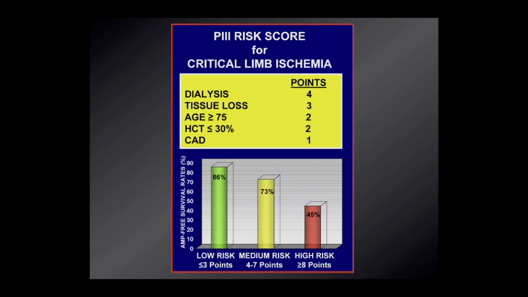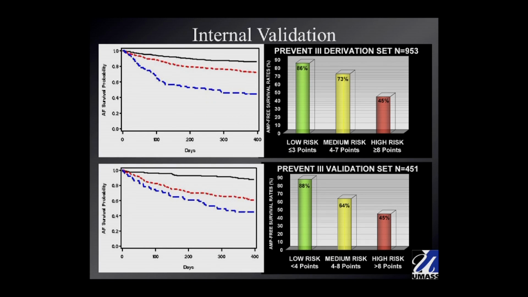So with this scorecard, you could very simply in your office be able to quickly put patients in a bucket which determine their risk of amputation-free survival with a bypass. We then went ahead and tried to validate that. So first we compared our derivation set results to our internal validation set, and I think you can see very well that there was good correlation, 86 versus 88% for the low risk, 73 versus 64% for medium risk, and 45% versus 45% for the high-risk groups.